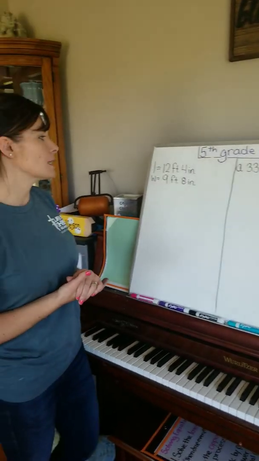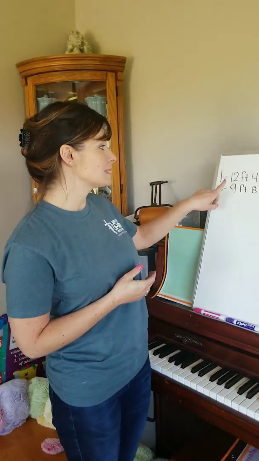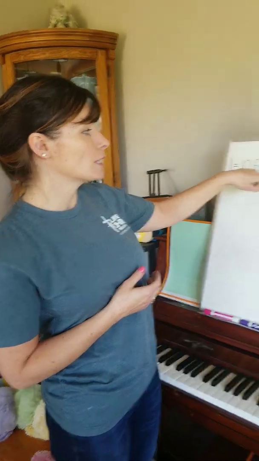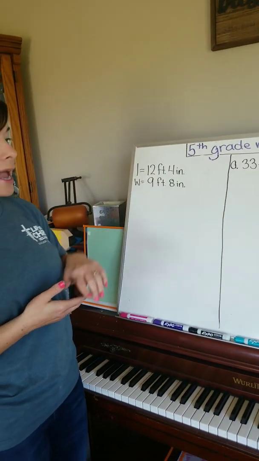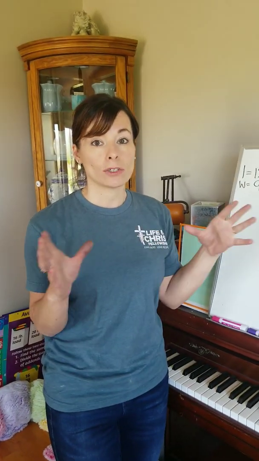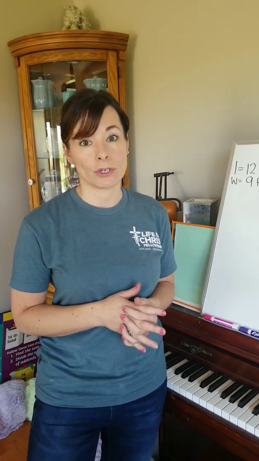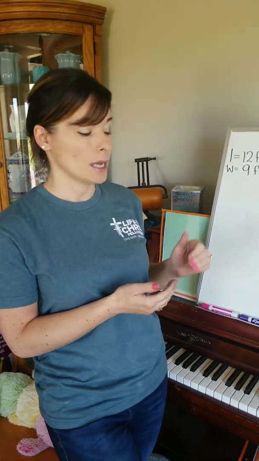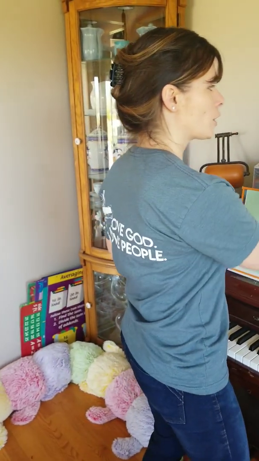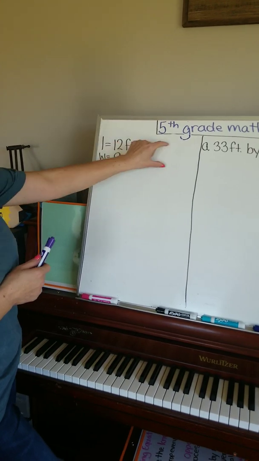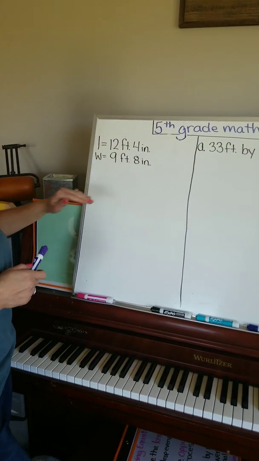Last week we talked a little bit about when sometimes they'll give you two different measurements, like 12 feet 4 inches and 9 feet 8 inches, and how you have to change them all to one unit, okay? Today they're going to tell you to change it to the greater measurement. So we're going to practice that way today. What's greater, feet or inches? Feet. So the first thing I would do is switch both of these over right here so that you're ready to plug them into your formula.